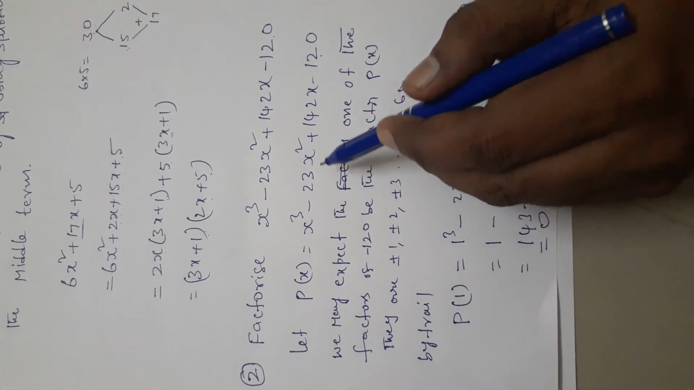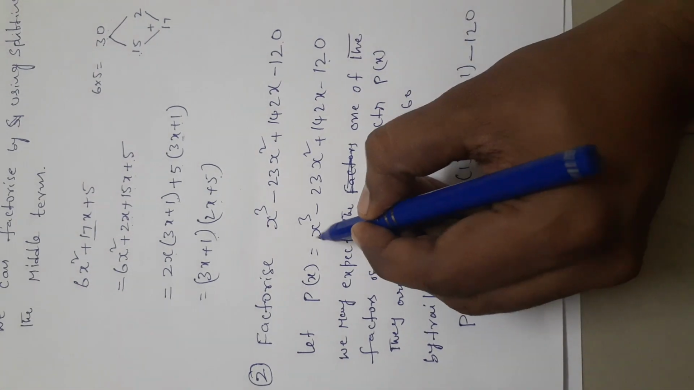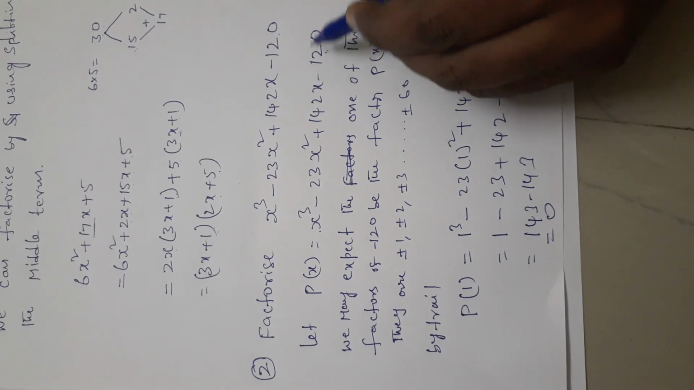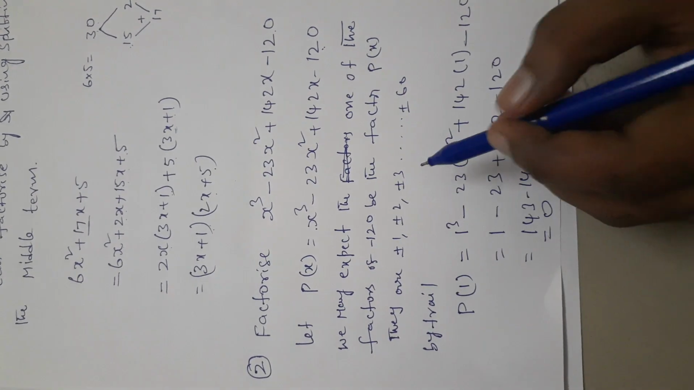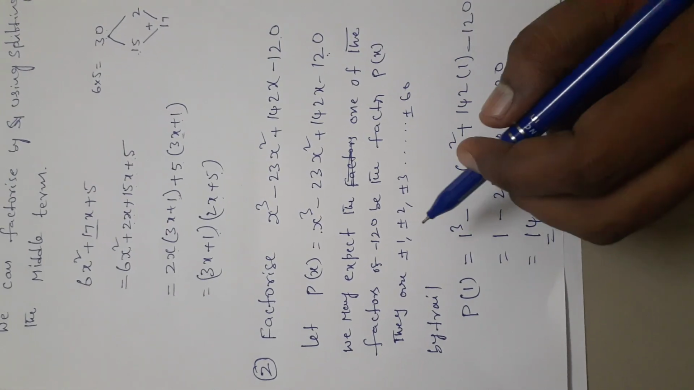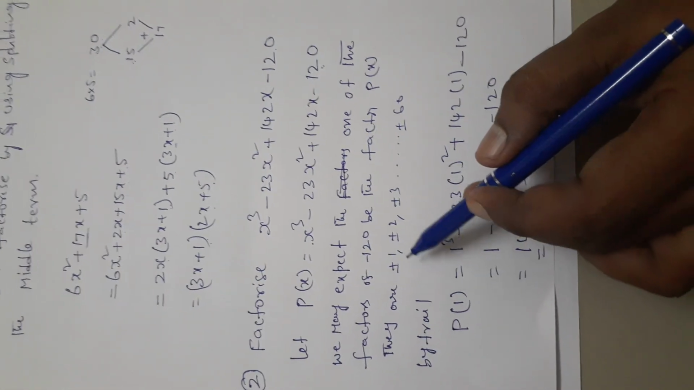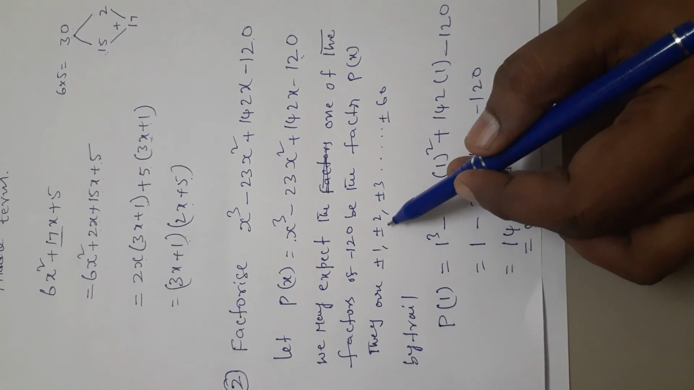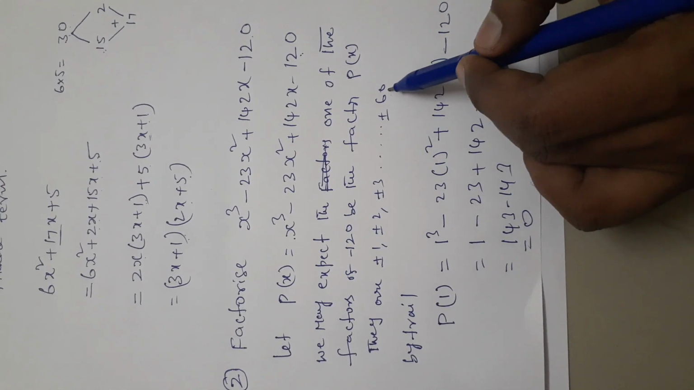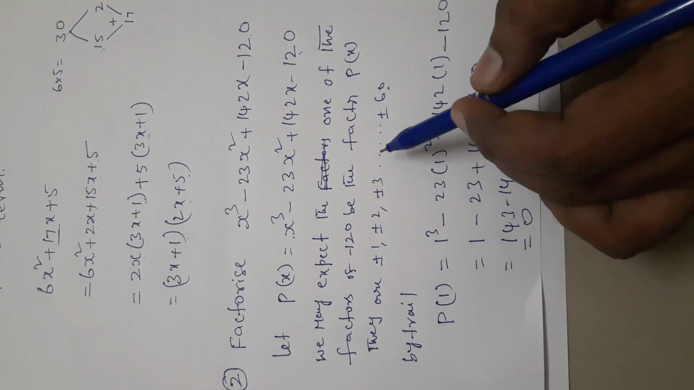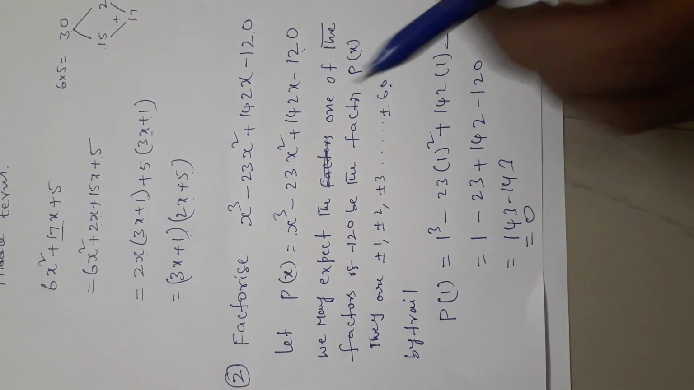So to find this, look at the last term, 1 into minus 120. Minus 120, what are the possible factors? Any one of them may be our factor. So we can guess. It has plus or minus 1, plus or minus 2, plus or minus 3, many factors. In this, by trial and error, we need to find at least one factor.